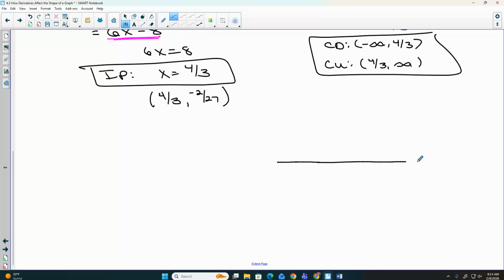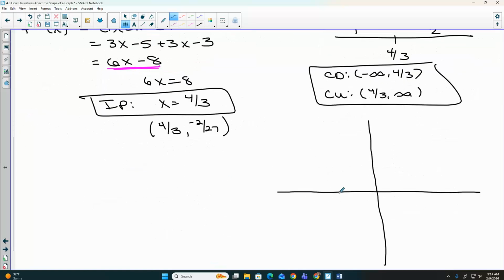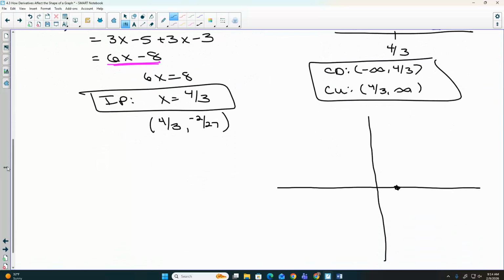Now we make a graph. I like to start by plotting any concrete points that I can. So start with your maxes and mins and any inflection points. Maxes and mins, we're just going to mark as a dot. Inflection points, we'll put an X. So we had 1, 0. 5/3, -4/27.